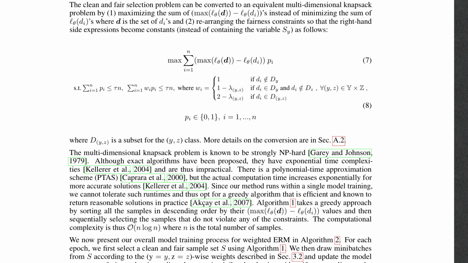Now, the greedy algorithm they propose that works actually well in practice for the sample selection component is that you consider the fair ratio lambda, clean ratio tau, and losses. You consider these terms, which are the profits.